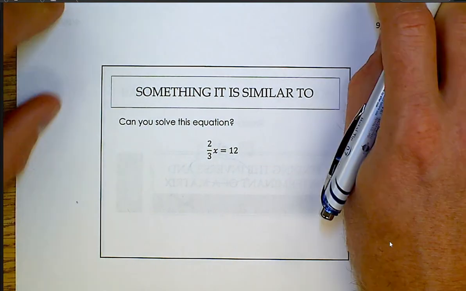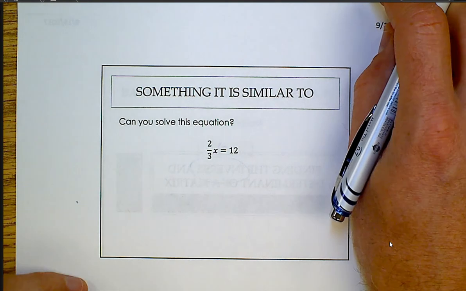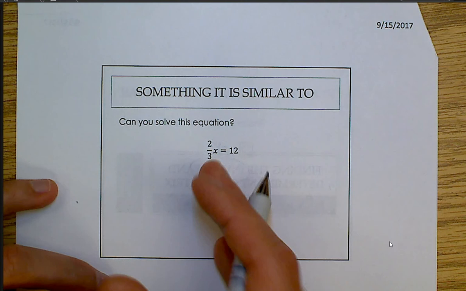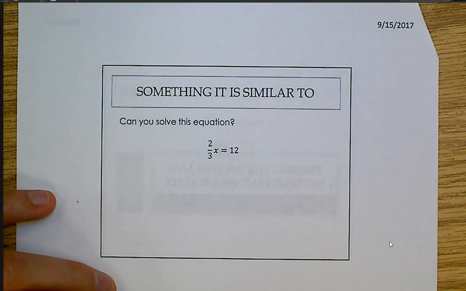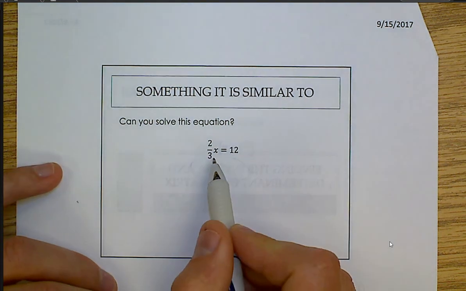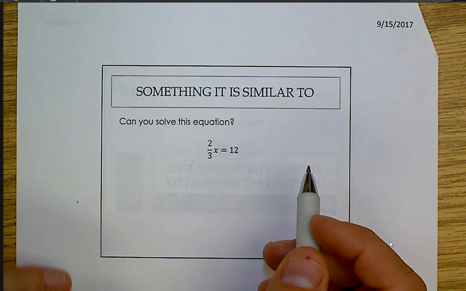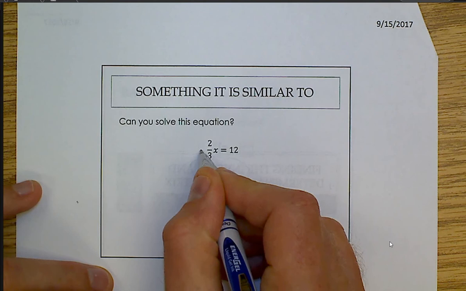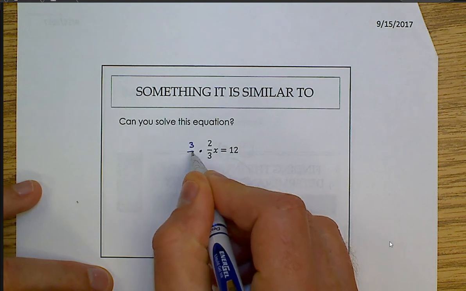So I'm going to give you some background information and show you some associations to help you transition from what you do know already to what you're going to learn today. So something that's similar to you. Can you solve this equation? Now, we've had some issues with students trying to divide by 2/3 on both sides. I've seen some of you do that. Technically, what we want to do here is we want to multiply by 3/2 on both sides.